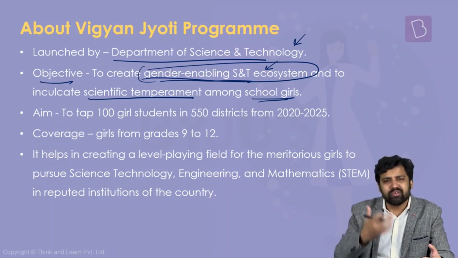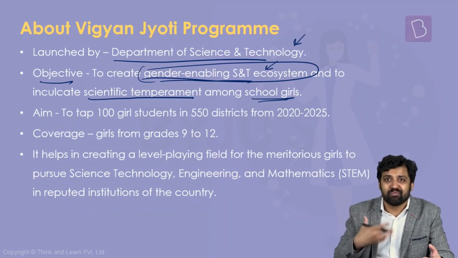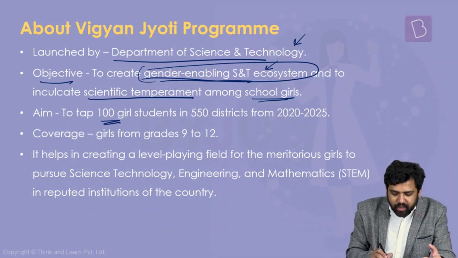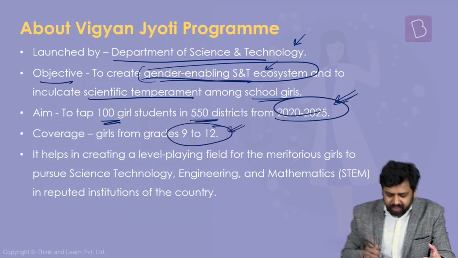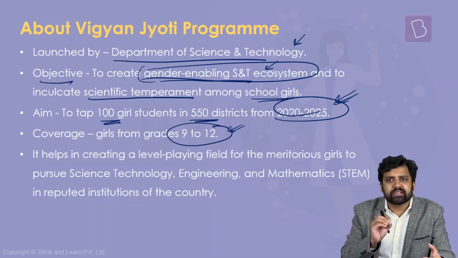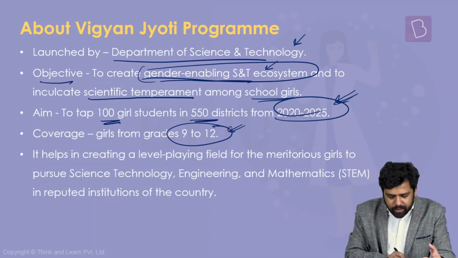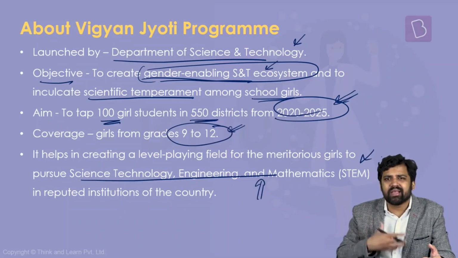Apart from that, you are trying to promote a scientific environment, which is also equally important. As a society, we might not have enough of this, we need more of this. So that way also this particular program is important. The idea here is to tap 100 girl students in 550 districts by 2025, and girls who are in classes 9 to 12 are the ones who are covered. Over the long term, the idea is you are encouraging interest among girls in these disciplines. So eventually they will be building up careers, pursuing different career opportunities in the STEM disciplines in different premier institutions in the country.